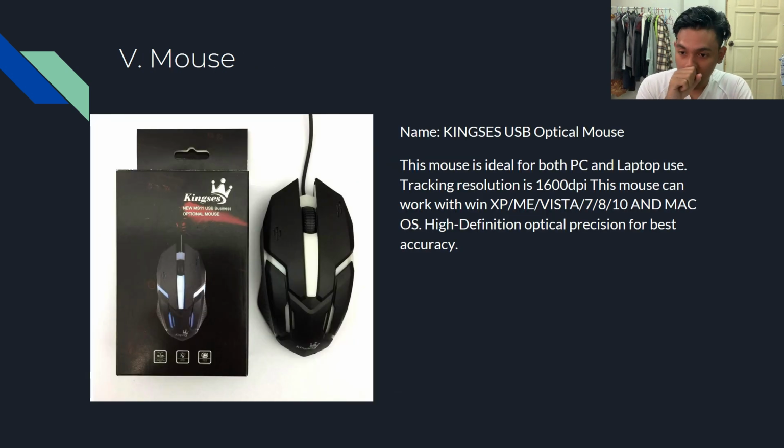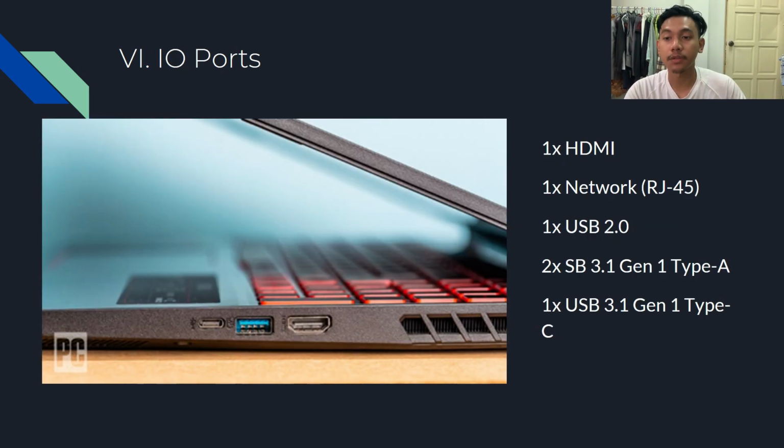So moving on to the mouse, the name of the mouse is Kingsource USB optical mouse. This mouse is ideal for both PC and laptop use. Tracking resolution is 1600 dpi and can go even further, which is 3200 if I'm not mistaken. This mouse can work with Windows XP, ME, Vista, 7, 8, 10 and 11 and with Mac OS too. It's quite a good mouse. So here is my mouse. Yeah, it's quite a good mouse.